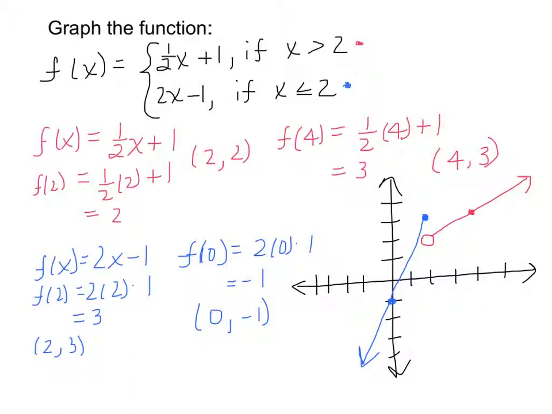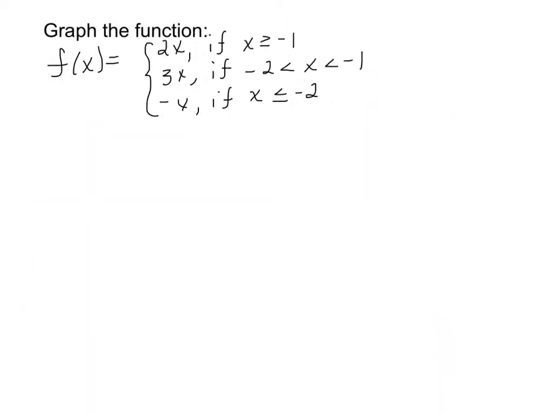That's that graph. And now let's go even further and try one that has more than two graphs. Okay, here's an example where we have three functions. We're graphing f of x equals 2x, f of x equals 3x, and f of x equals negative x.